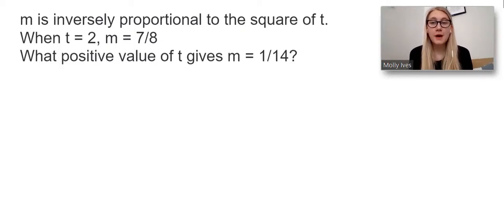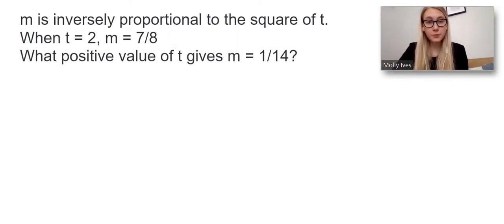Okay, so for our proportion question, we've got quite a difficult one here. So m is inversely proportional to the square of t, and when t equals 2, m equals 7 over 8. So we want to know what positive value of t gives m is 1 over 14. So this is quite difficult because it involves fractions, and we've got inversely proportional to the square, but it's no different to usual.